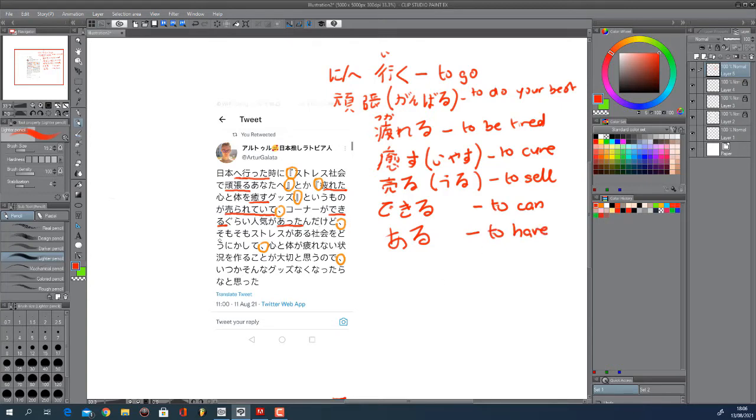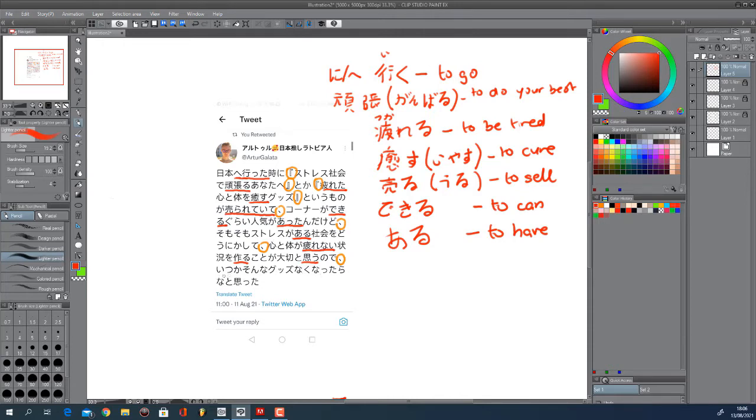だけどそもそもストレスがある会社をどうにかして、心と体が、as we said, 疲れない状況を作ることが大切と思うので. So we've got three verbs in this. In the one before, we only have one verb.